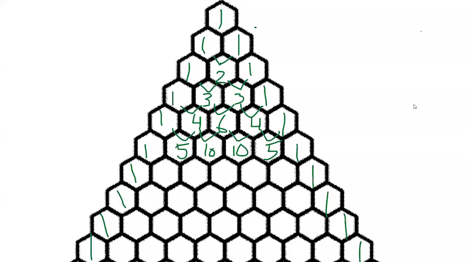So what would the next row be? Well, like I said, what would go here? What would go here? Kind of thing, like our 6 and 15. 6 and 15.